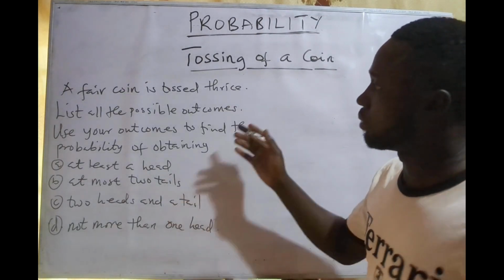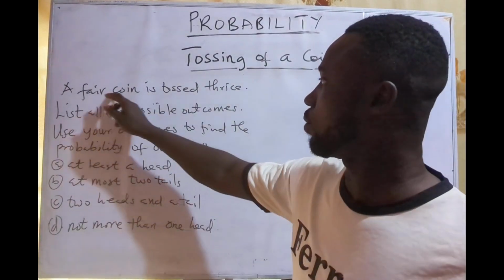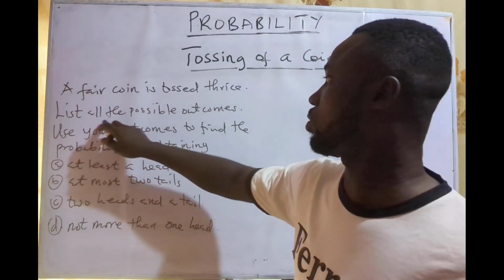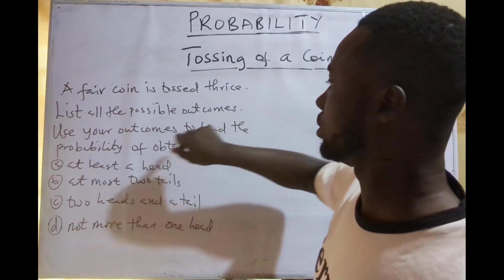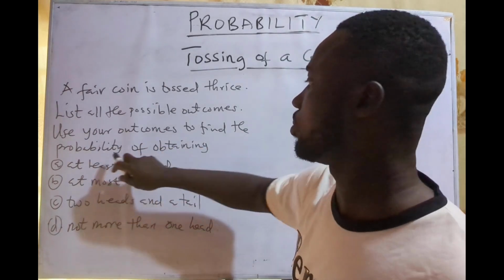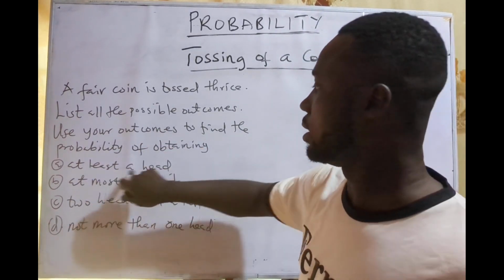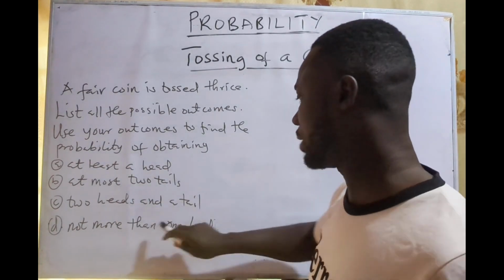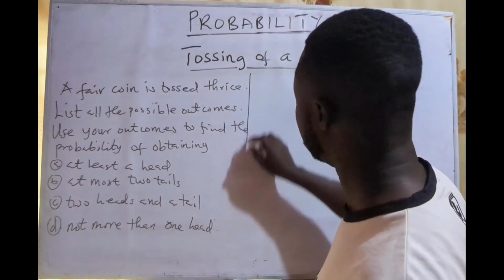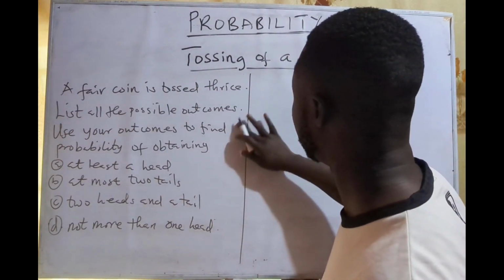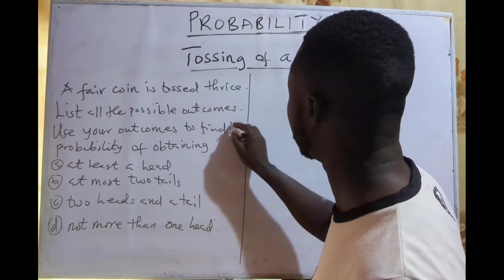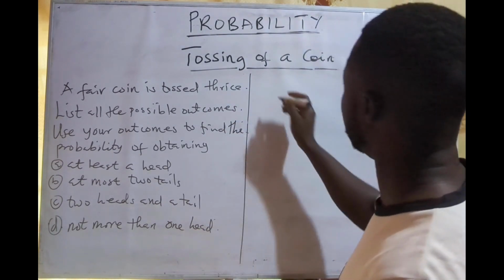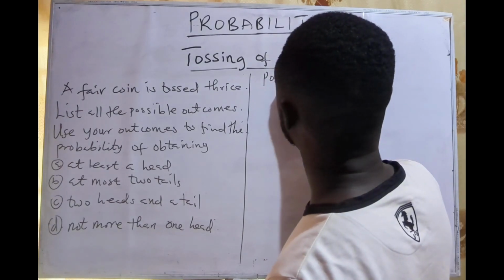All right. So we are going to solve a question on this. Let's look at the question. A fair coin is tossed thrice. List the possible outcomes. Use your outcome to find the probability of obtaining at least a head, at most 2 tails, 2 heads and a tail, not more than 1 head. So let's list the possible outcomes.